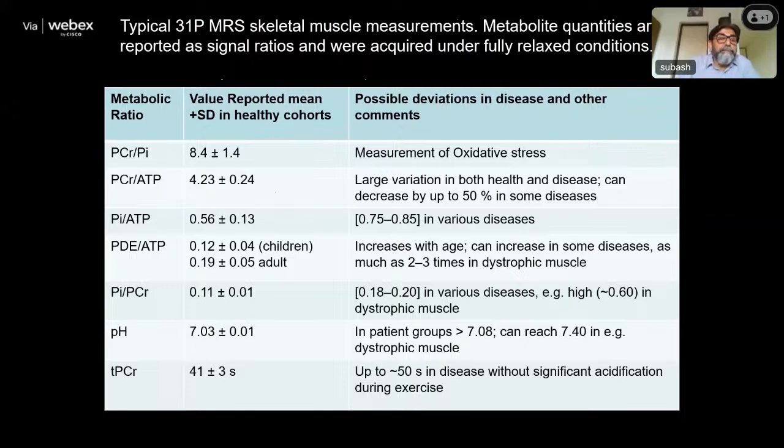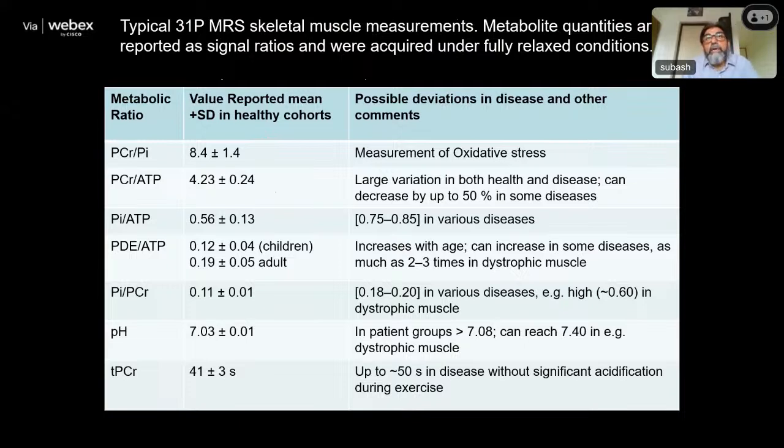compromised. Then Pi/ATP is again important when a lot of acidosis happens in muscle because of exercise or because of myopathies. The Pi concentration is higher, so Pi/ATP will also increase compared to the healthy value, which is 0.56 AU. And then PDE/ATP is another very important parameter.